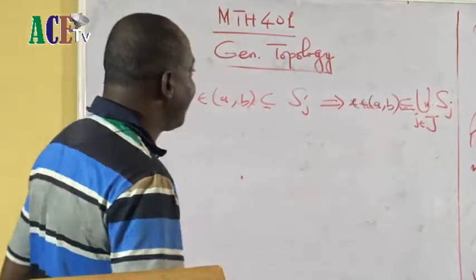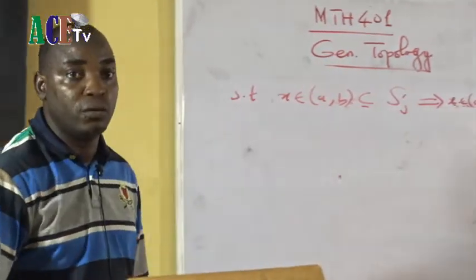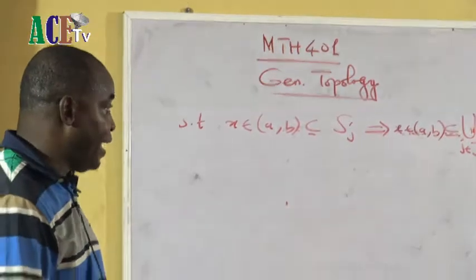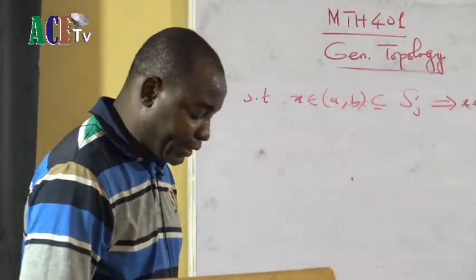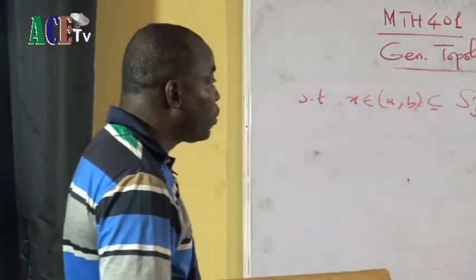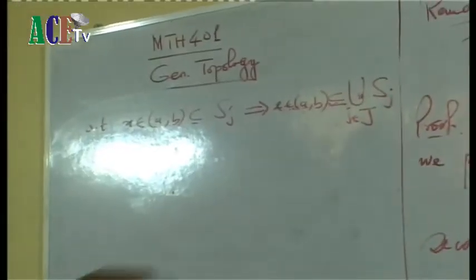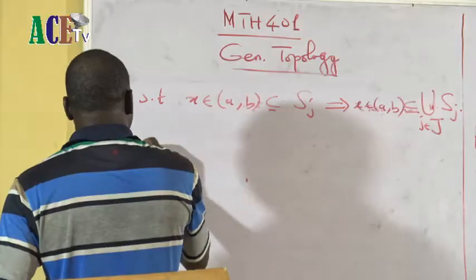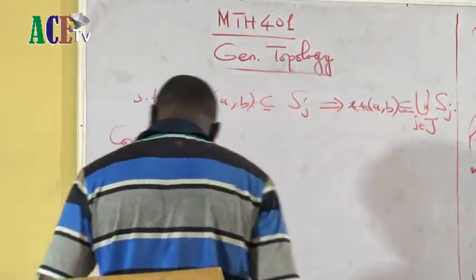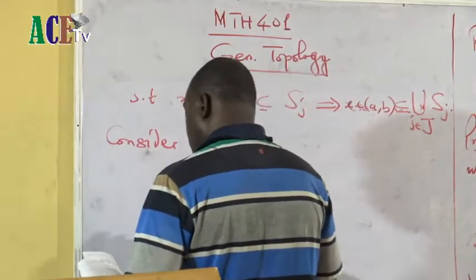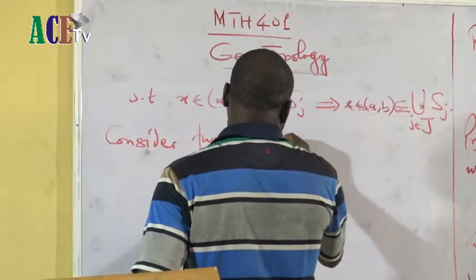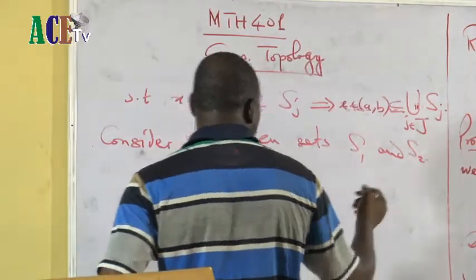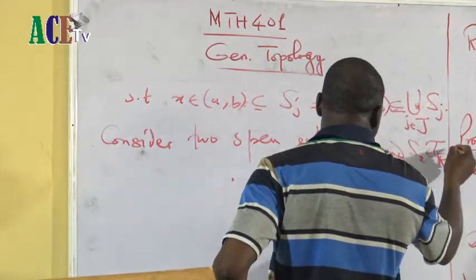So by that, we have seen that the axiom of arbitrary union is fulfilled for these open sections or open sets, which we otherwise call open intervals. Likewise, we can look at the finite intersection of these sections. For finite intersections, consider two open sets, S1 and S2, which of course belong to R1, okay?